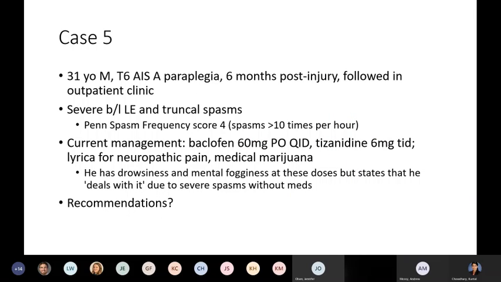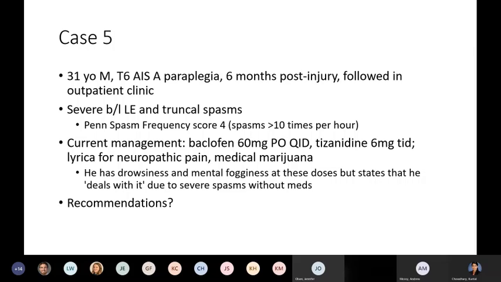So this next case, we have a 31-year-old. He has T6 ASIA impairment score A paraplegia. He's 6 months post-injury, following with you in outpatient clinic. He has severe bilateral lower extremity and truncal spasms. He gives his Penn spasm frequency score of 4, spasms greater than 10 times per hour, and he says all day and night long, pretty constantly.